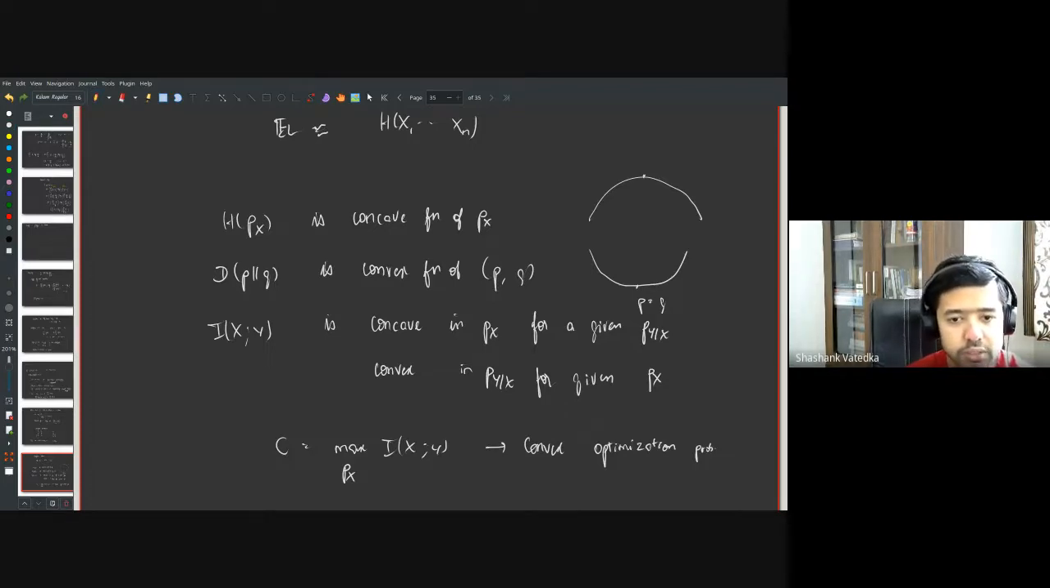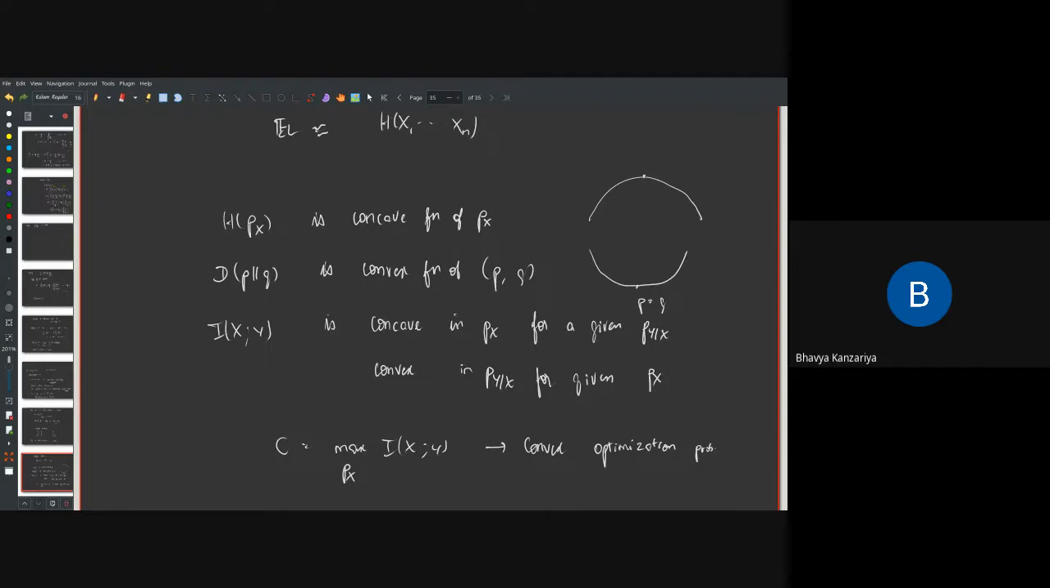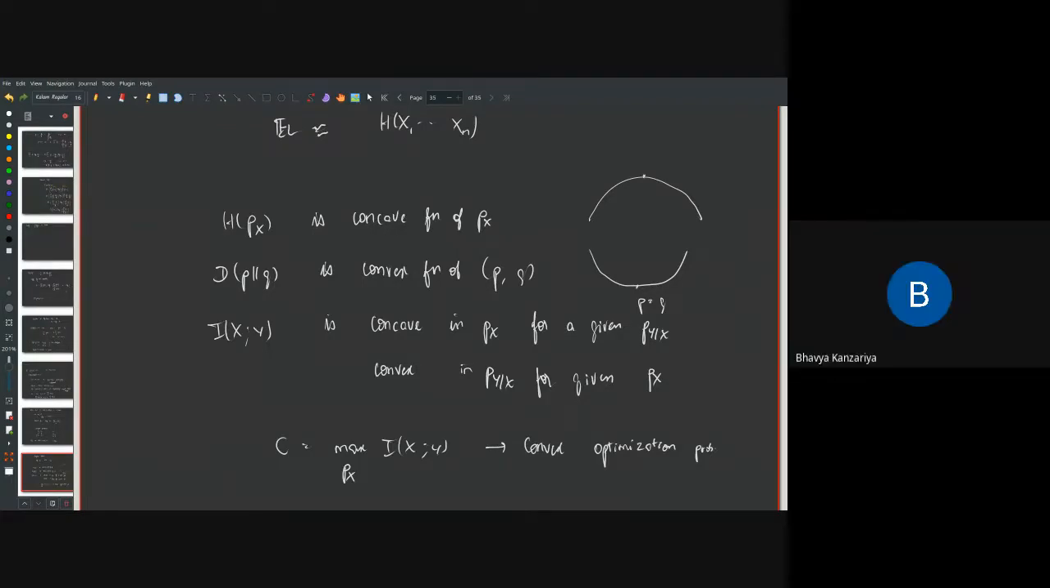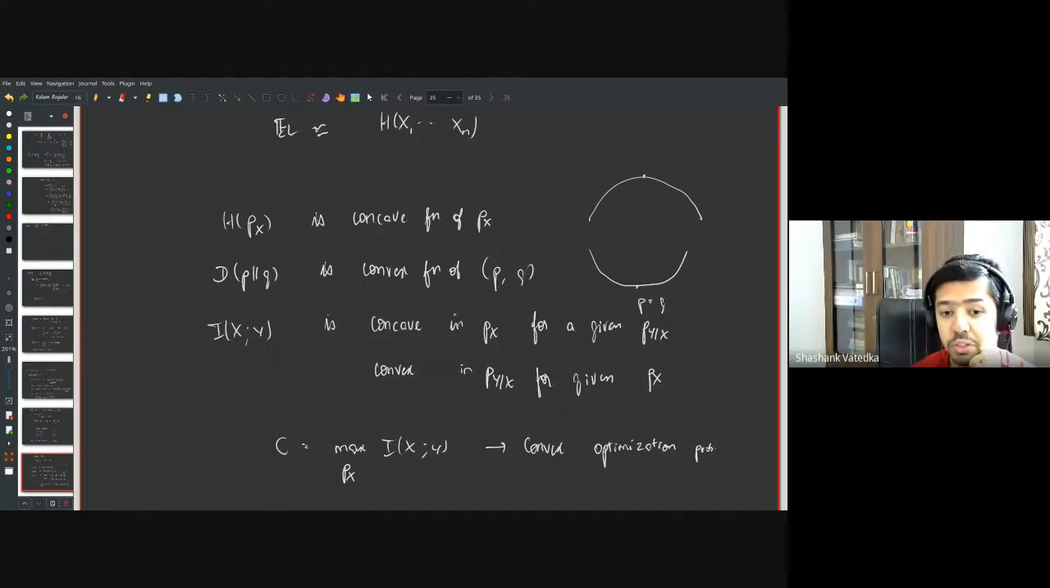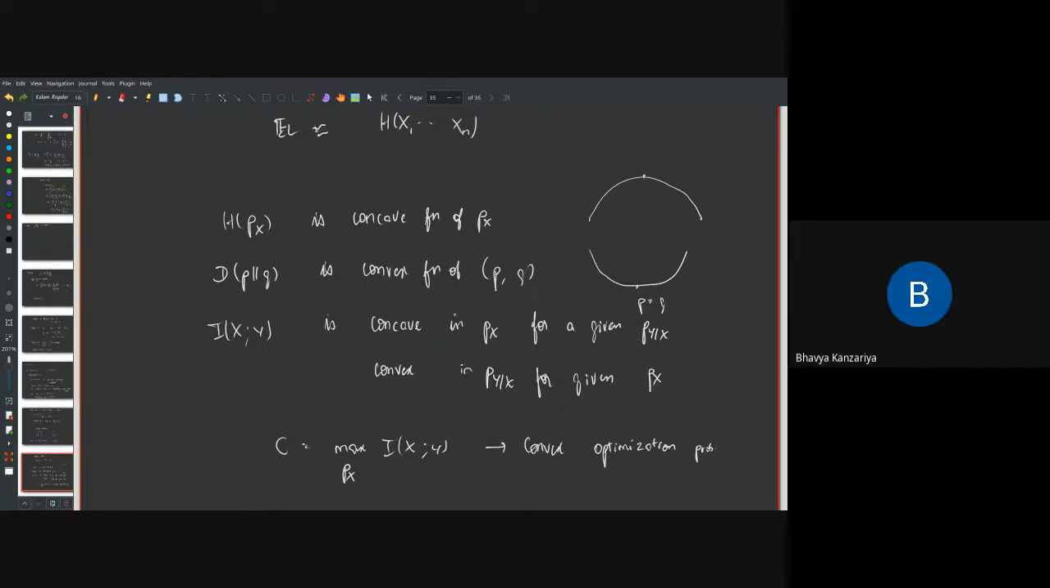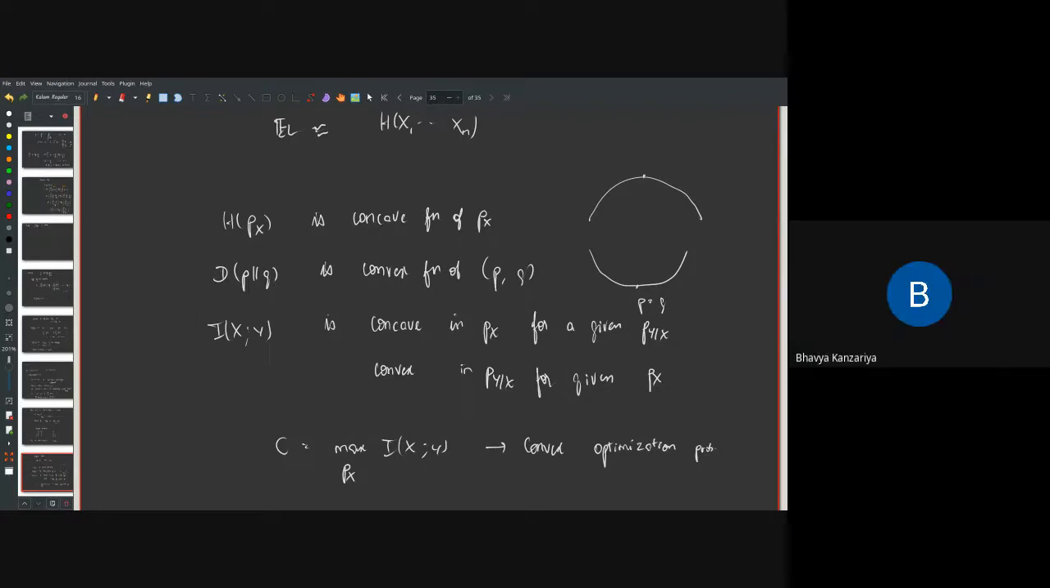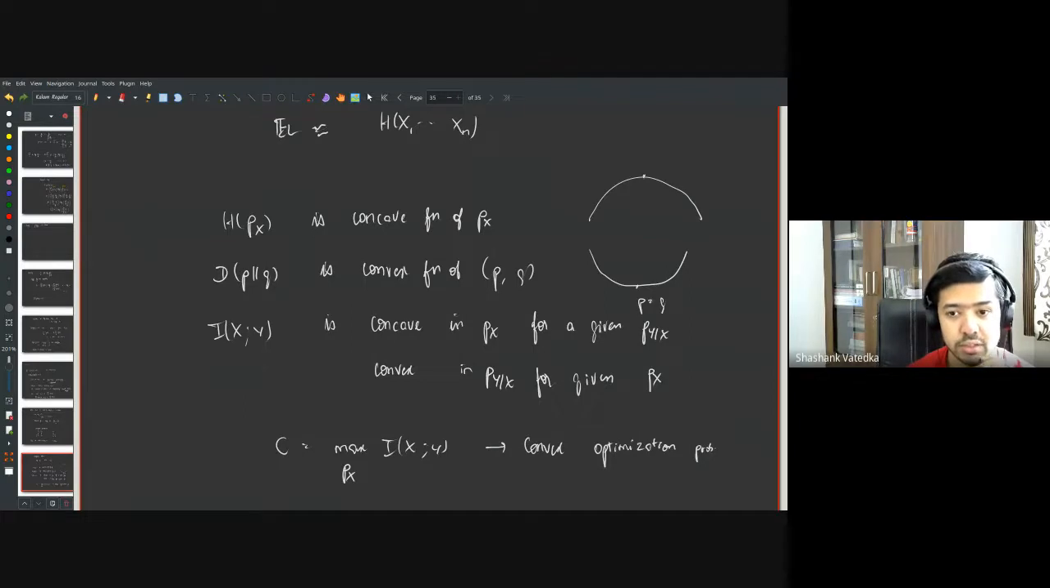Any questions or comments? Sir, this I(X;Y) is concave in P. Sorry, yeah, it is concave in Px for given Py given x. Correct. So we can see that from the formula, right? I(X;Y) is equal to H of X minus H of Y given X. Why do you say that you can see directly from the formula? Right. So because H of X is concave in Px, right? Correct. So H of X is concave, but what about H of Y given X?